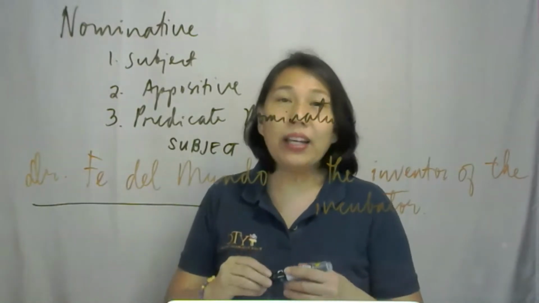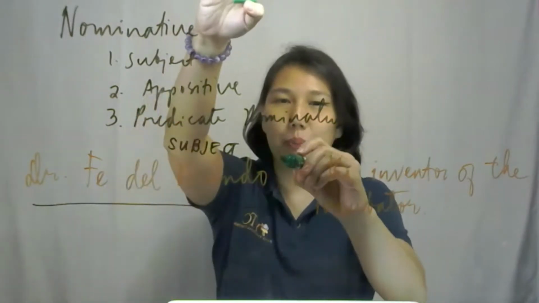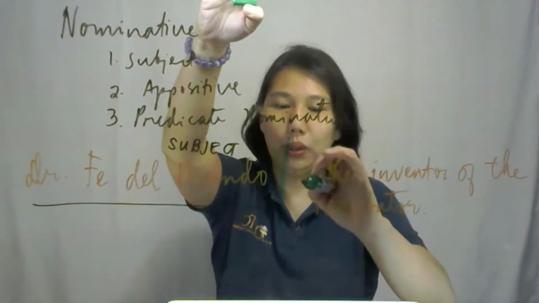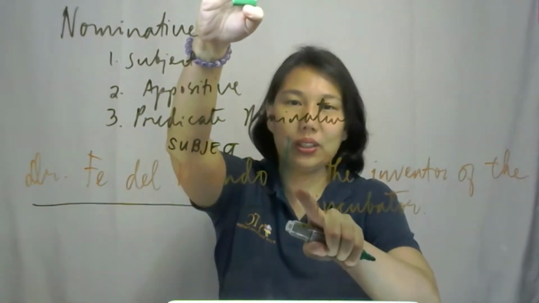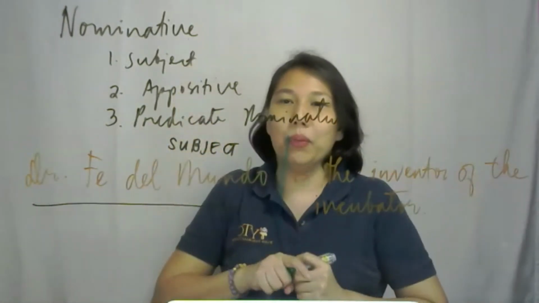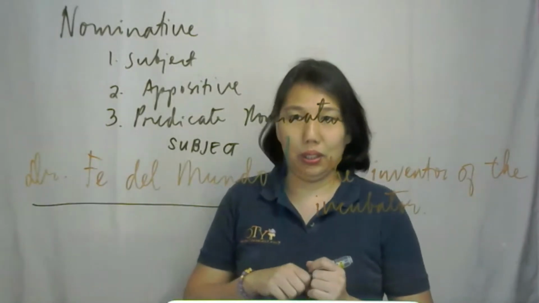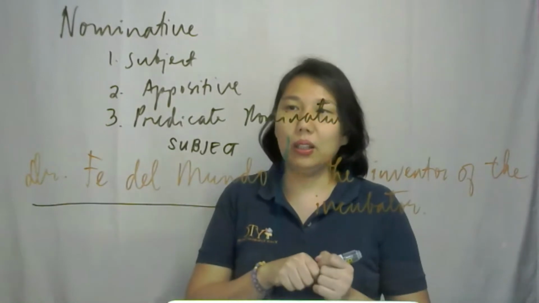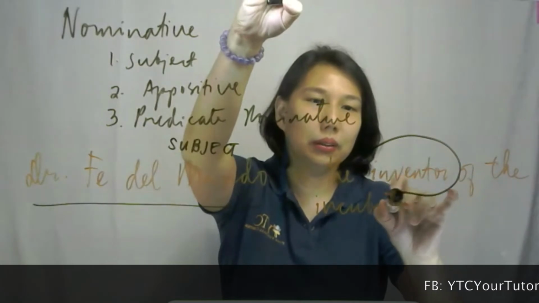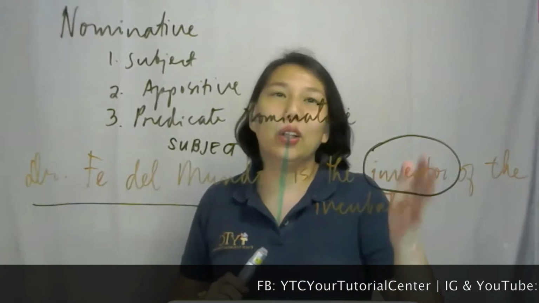Let me divide the sentence into two first. So this is the subject part. After Dr. Fe del Mundo, I put a slash because the linking verb begins the predicate part. So this is the predicate part. In this sentence, we have a predicate nominative. And the predicate nominative is the noun inventor.